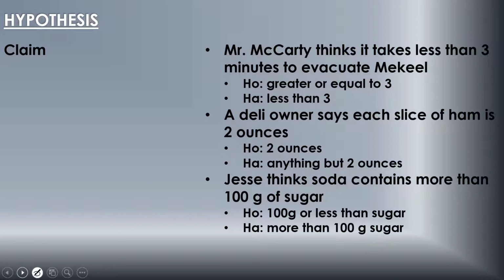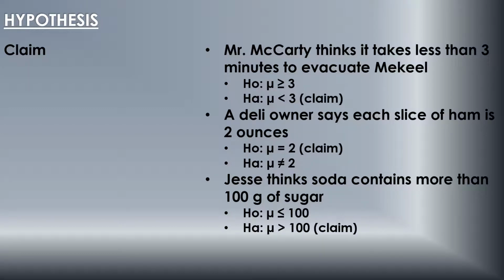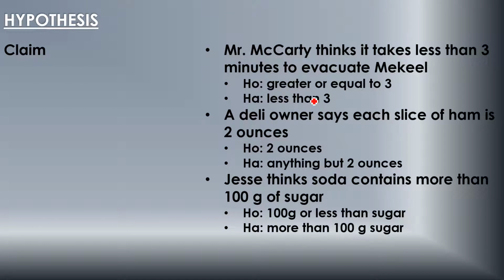So let's take a look at some claims. Mr. McCarty thinks that it takes less than 3 minutes to evacuate McKeel. So H0 is greater than or equal to 3. But what he actually said is it takes less than 3, so he made his claim with the alternative hypothesis.